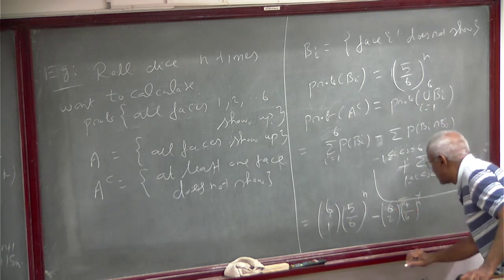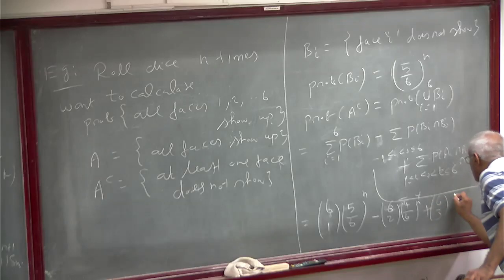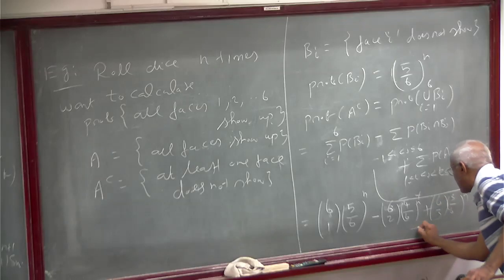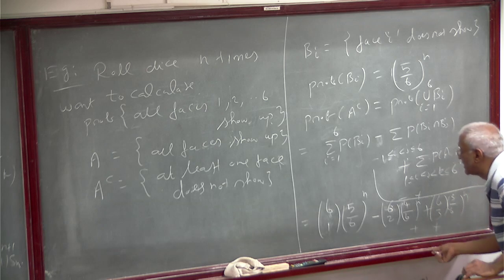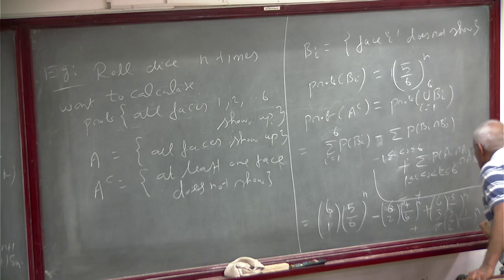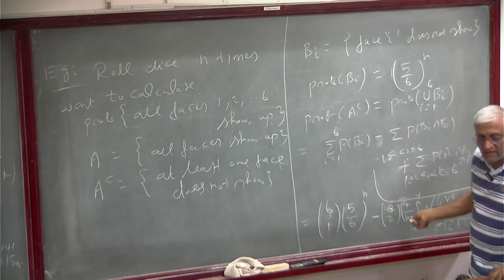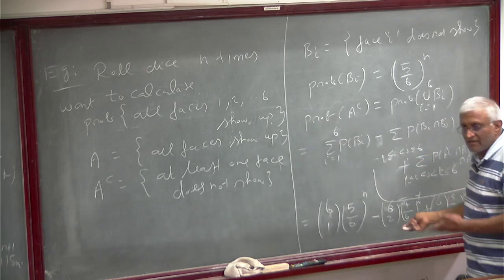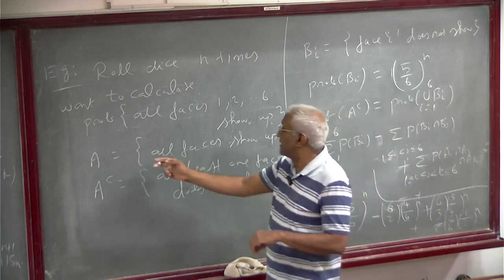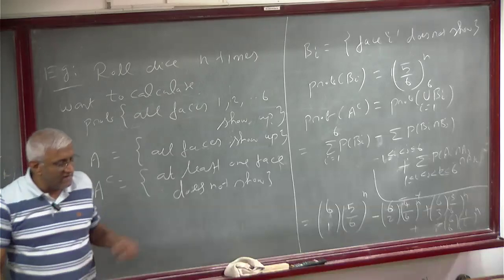Similarly, 6C2, 4 by 6 power n, plus 6C3, 3 by 6 power n. Go on like that. And finally, 6 is even, so it should be even things are minus, right? So 6C6, which is 1, of course, then 1 by 6 power n. You just calculate this. This is the probability of A complement. So the probability of A is 1 minus this. And this will start having positive value only after 7, right? After 6 or something. Anyway, you work with this.